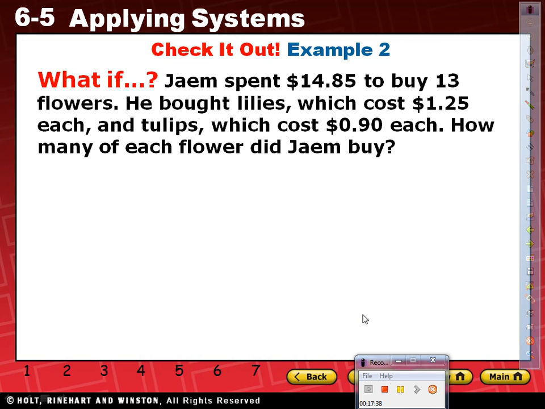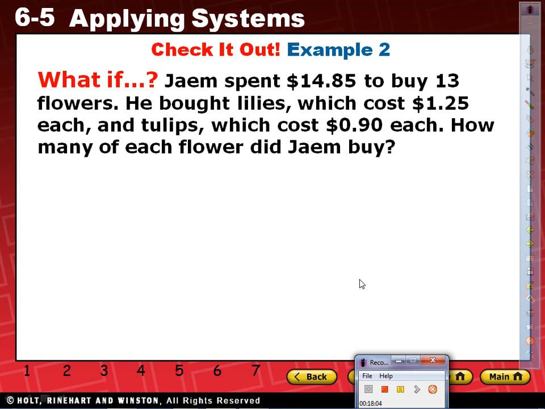Copy that, please. Go. So, step 1, read the problem twice. Read the first time, Gustavo. Chaim spent $14.85 to buy lilies, which cost $1.25 each, and tulips, which cost 90 cents each. How many flowers did Chaim buy? Okay, here goes the second time. Chaim spent $14.85 to buy 13 flowers. He bought lilies, which cost $1.25 each, and tulips, which cost 90 cents each. How many of each flower did Chaim buy?